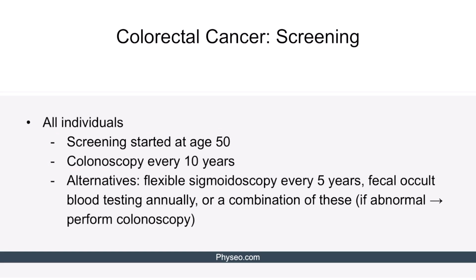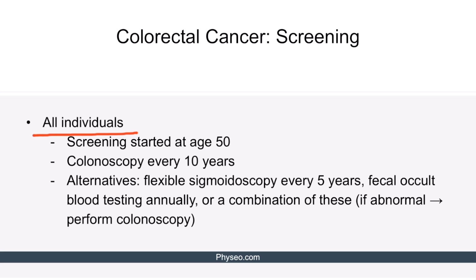So when do you start all this screening? Well, as we already discussed, all adults above 50 years of age are at increased risk of developing colon cancer. And that's true even in the absence of any family history or specific risk factors. So all individuals should undergo routine screening starting at age 50. And again, the preferred screening is a colonoscopy, and you do that every 10 years.